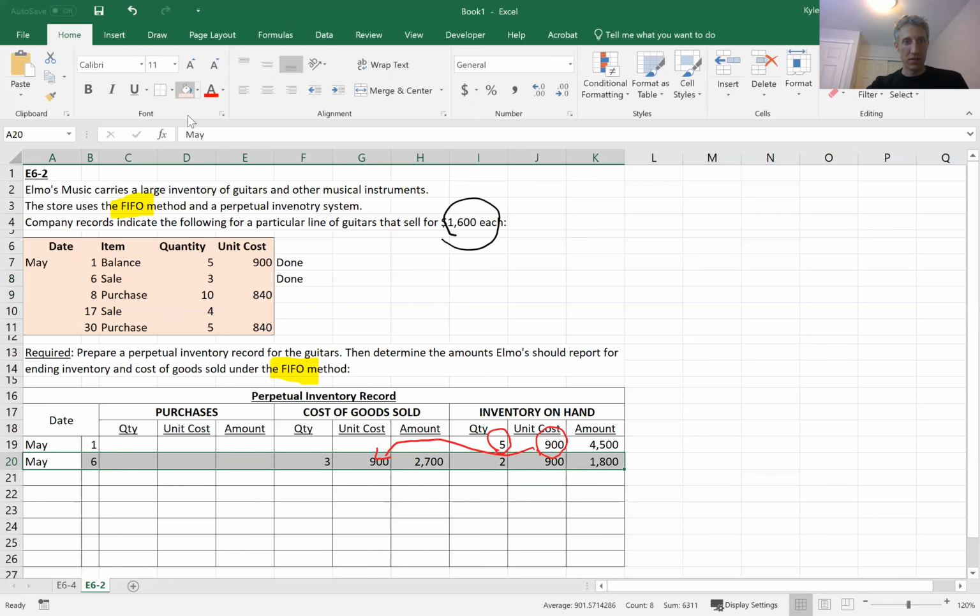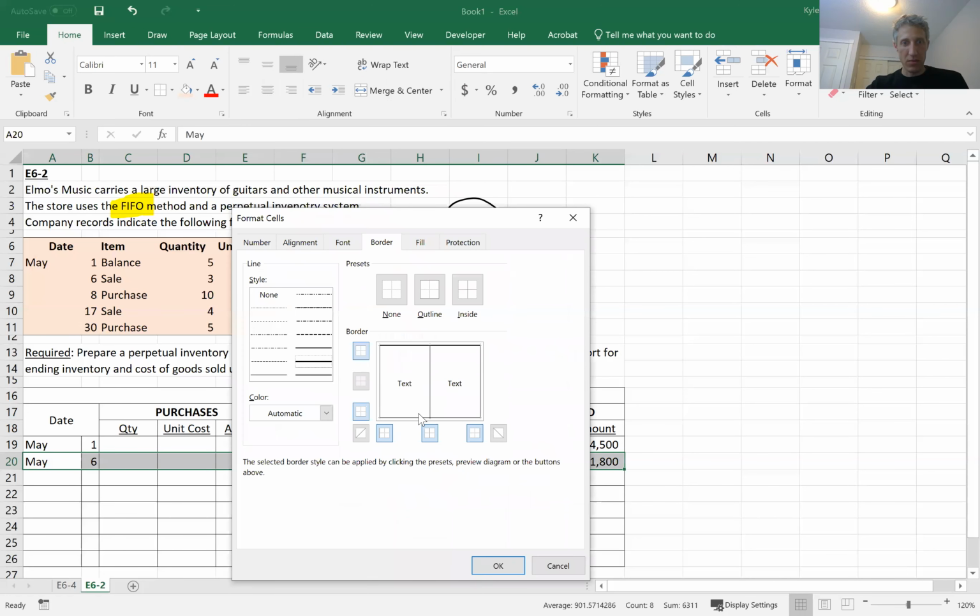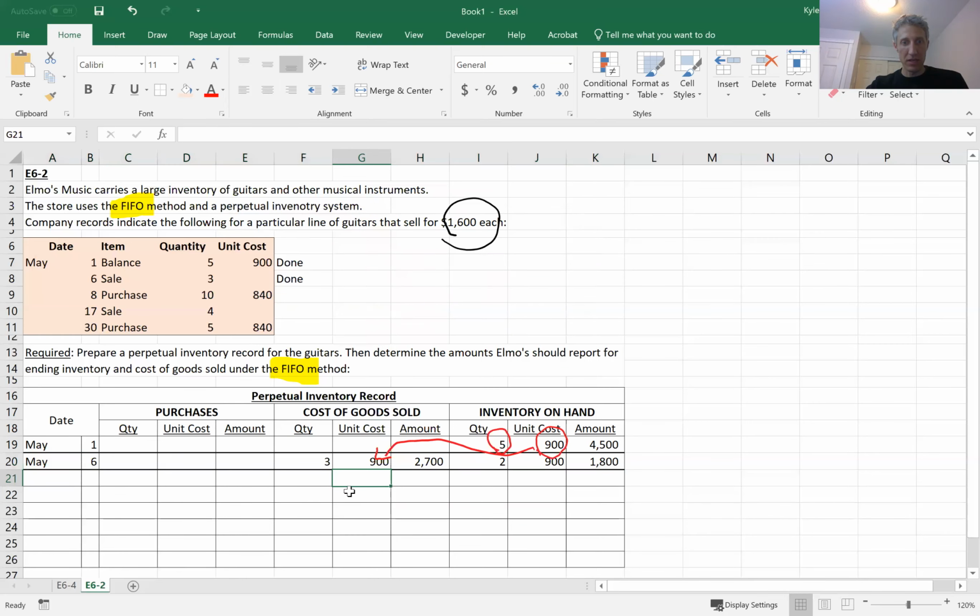What I'll do is, to indicate a new day, I'm just going to make a thicker border along the bottom to make it a little bit easier for us to follow. And now it's May 8th. And on May 8th, we made a purchase. We bought 10 units at a unit cost of $840. So that's going to be categorized among the purchases column here.